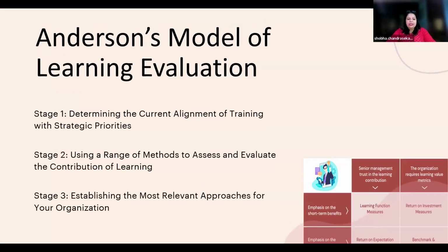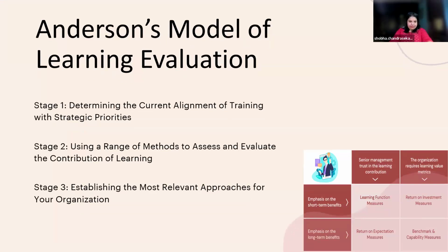So Anderson's model emphasizes the value of learning by focusing on how well training aligns with the organization's strategic priorities and how much it contributes to business success. So, unlike all the traditional models that evaluate mainly participant satisfaction, knowledge, and retention, Anderson's model looks deeper into the business impact of learning. It consists of three stages, each of which helps organizations determine the effectiveness and strategic alignment of the learning objectives. So let's go through each of these stages.